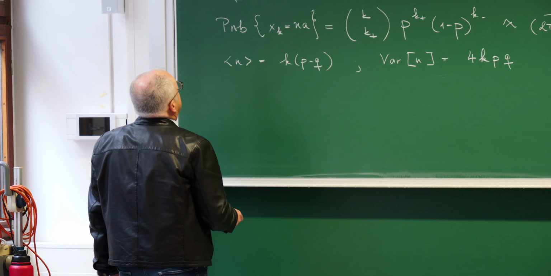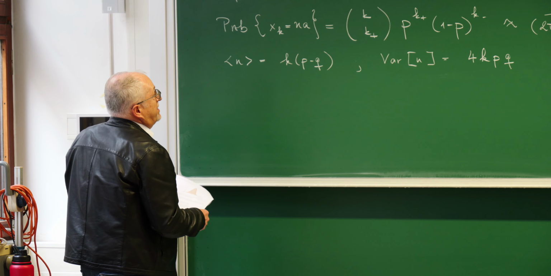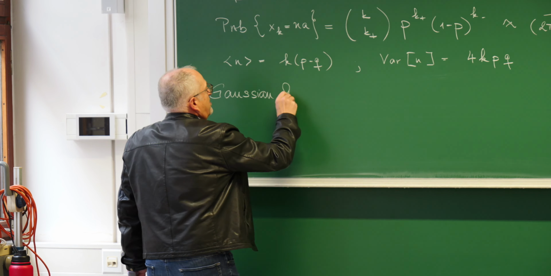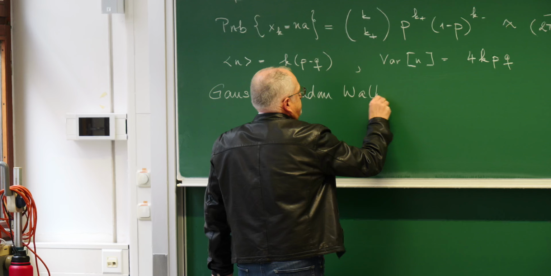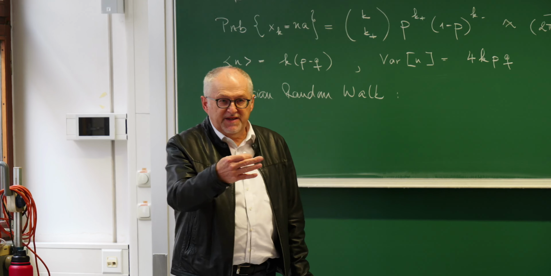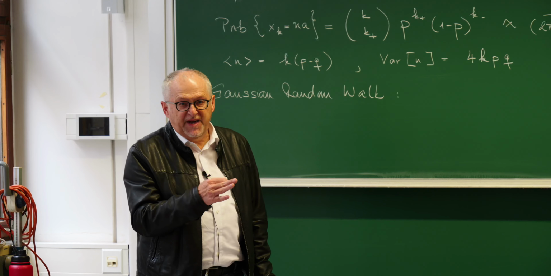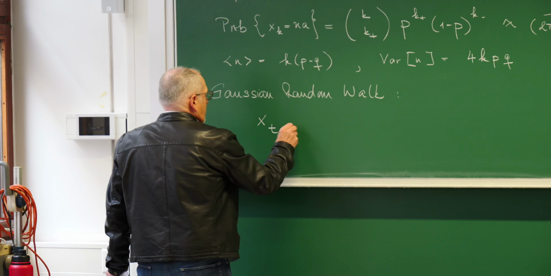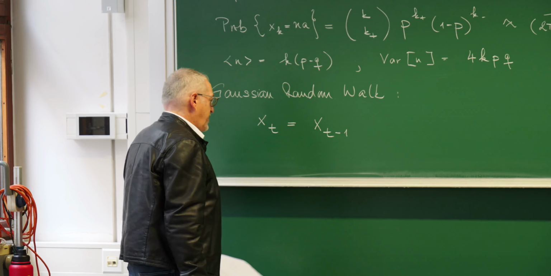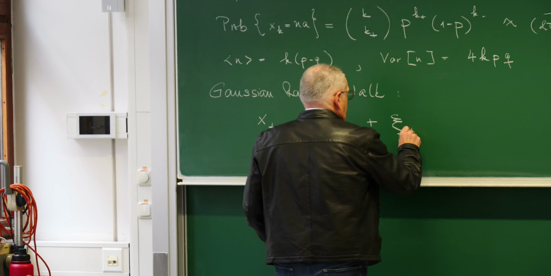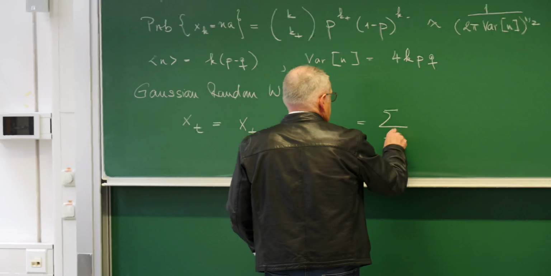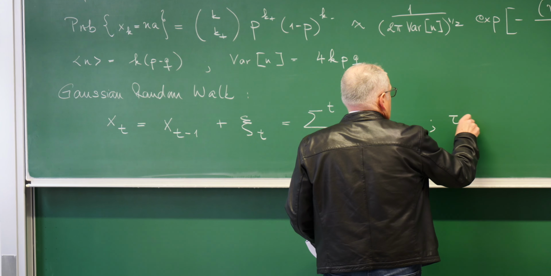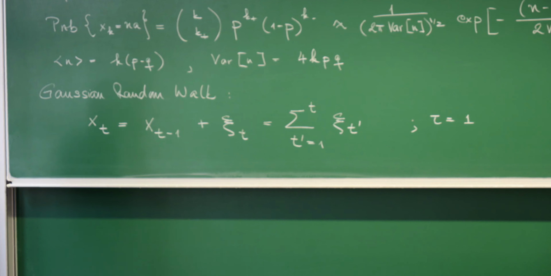So what I wanted to do next was to look not at a simple random walk where we had discrete random variables, but at what's called the Gaussian random walk. And the difference now is that the jump size is no longer a discrete variable between plus a and minus a. It's a continuous variable. So the update of the position of our random walker is the previous position plus psi_t. And as you know, you can write this as the sum over all times t' equal 1 to t, where I choose now my time scale to be 1. So I'm measuring times in units of tau.